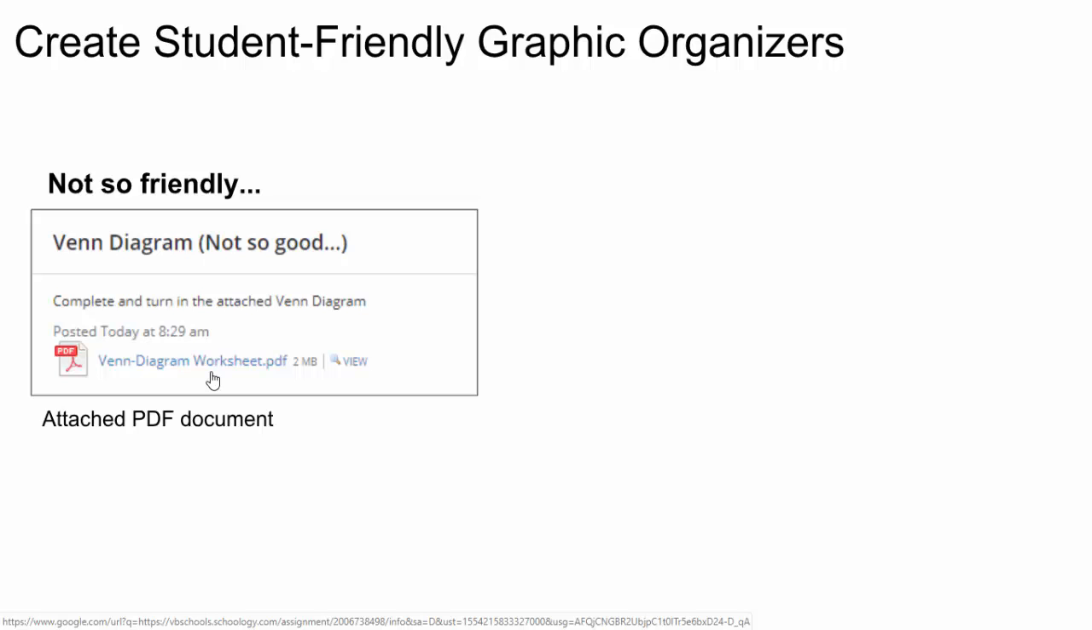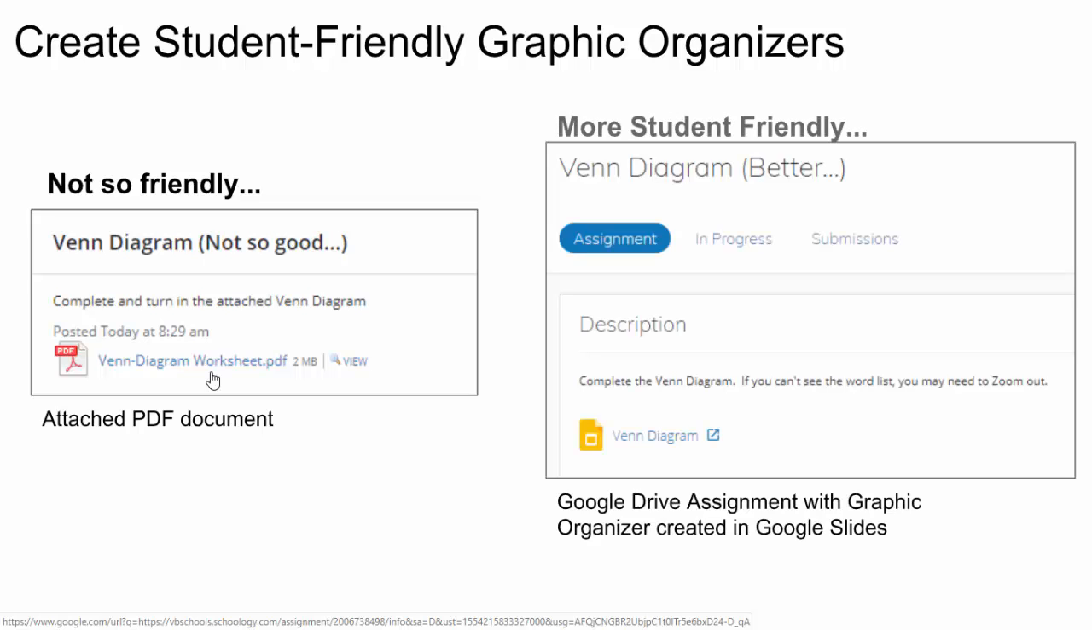Every single one of those clicks is an opportunity for our students to say, it's not working. And we don't want that. So we want to try and make this a little more student friendly for them. So what I've done here next is I've taken this PDF. You can actually save the contents of a PDF as a JPEG image.